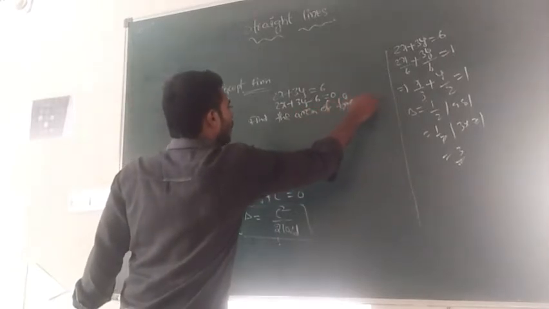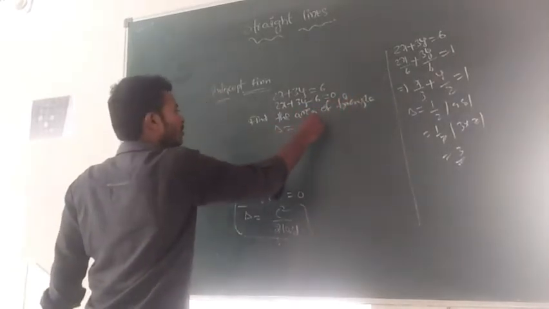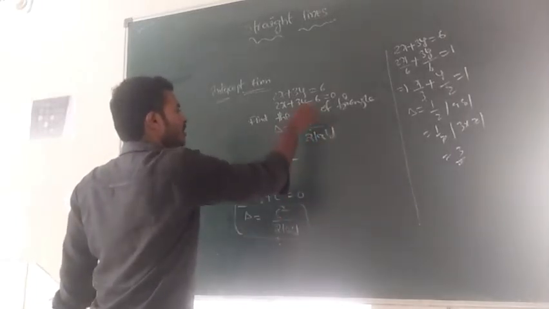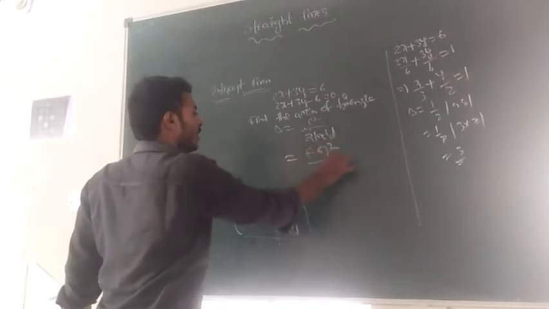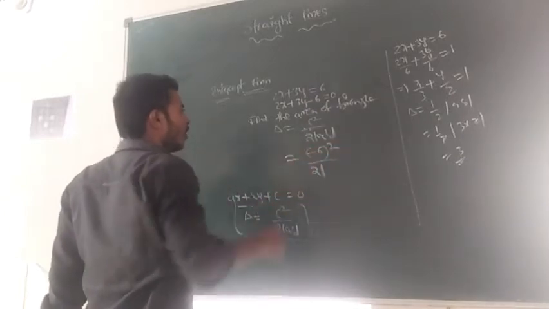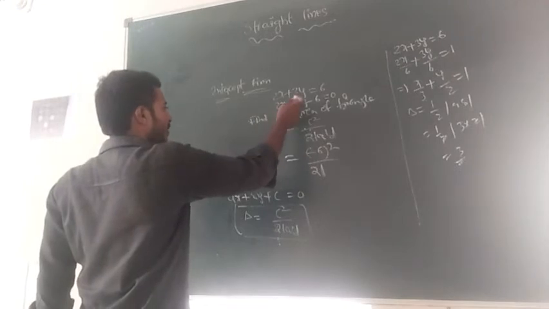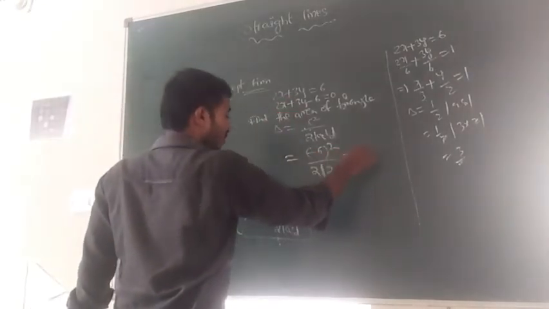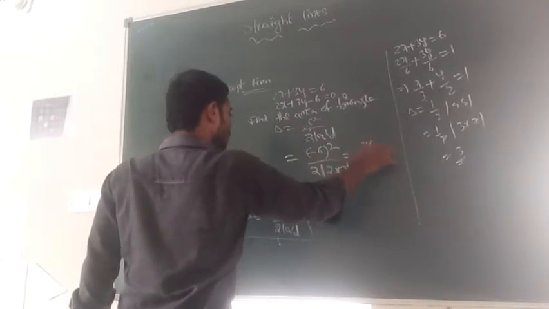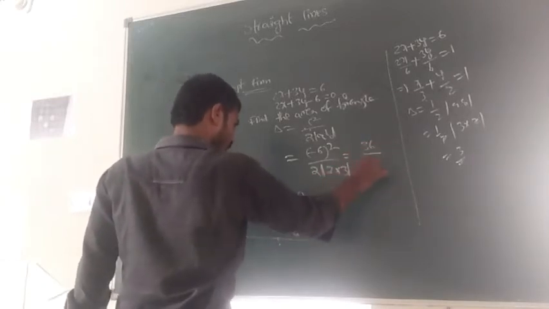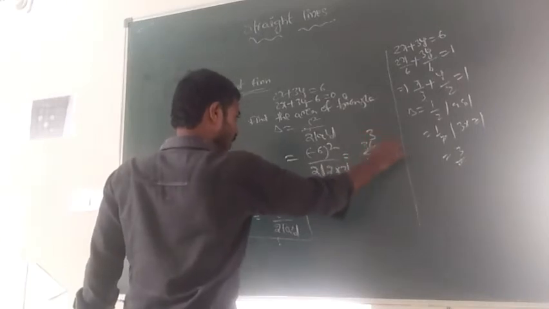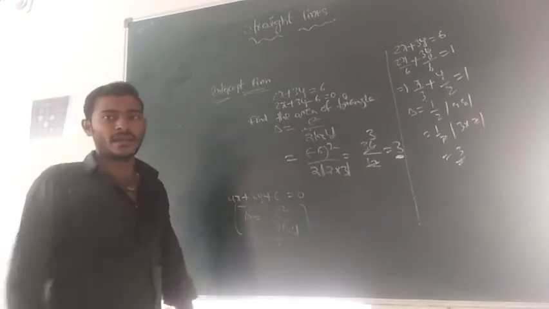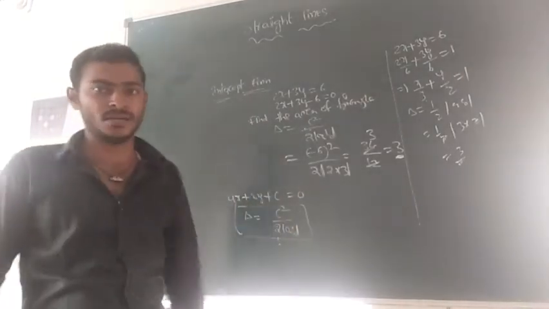To find the area of the triangle, the formula is delta equals c squared by 2 into mod AB. Here c squared is (minus 6) whole squared by 2 into mod AB. A is the x coefficient, B is the y coefficient. So we get 2 into 3. 6 squared is 36. 2 into 2 is 4, 4 threes are 12. Total 3. So again we get the area of the triangle is 3.